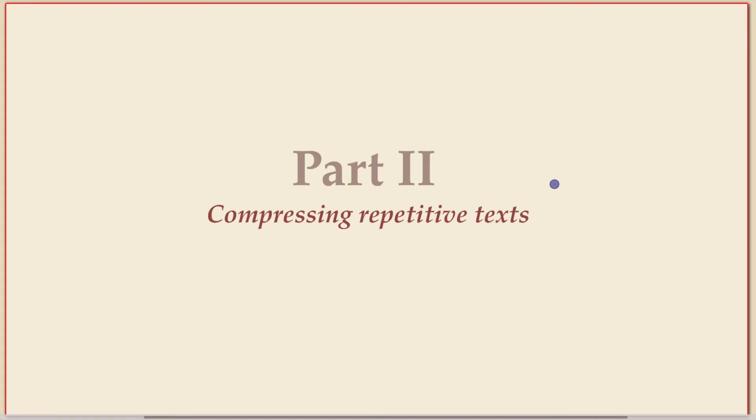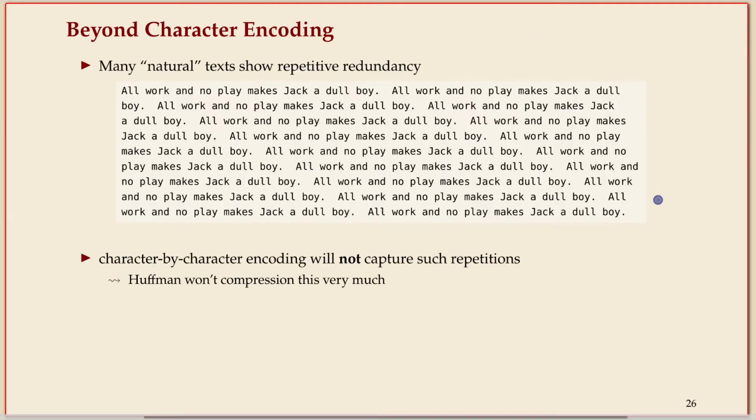In the second part of the compression unit, I'd like to look at repetitive texts in a different sense. The first part was about characters of different frequencies, and then we saw how Huffman can exploit that. Now we'll try to look at repetitions on a bigger scale. I want to motivate this a bit with this maybe well-known example.